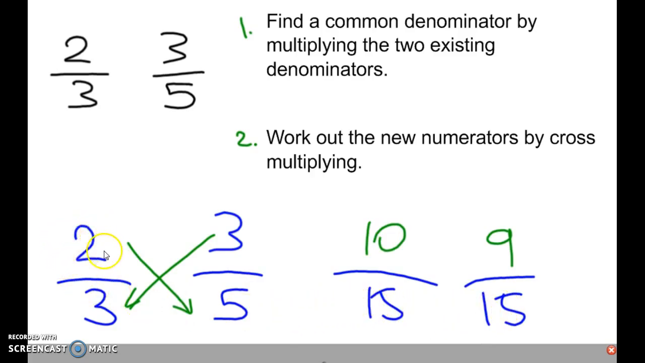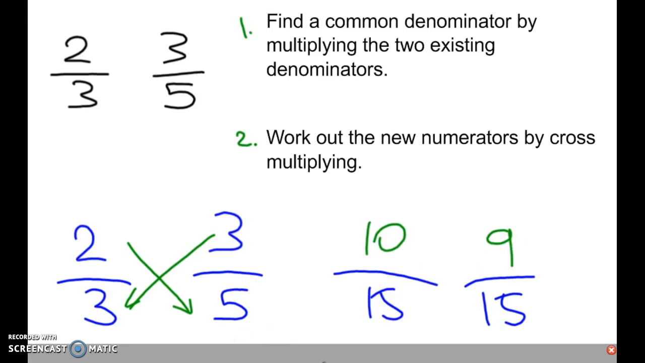Then starting with the left-hand fraction, I'm going to cross-multiply 2 times 5, put my answer on the left. Then moving to the right-hand fraction, I'm going to cross-multiply, put my answer on the right. So 2/3 has been converted to 10/15, 3/5 has been converted to 9/15, and now that the denominators are the same, I can see that 2/3 is the larger fraction when compared to 3/5.